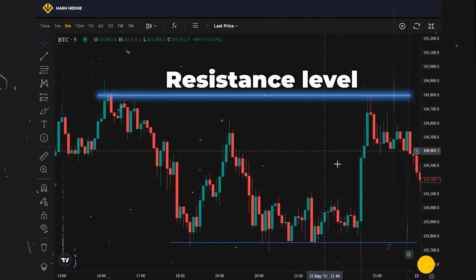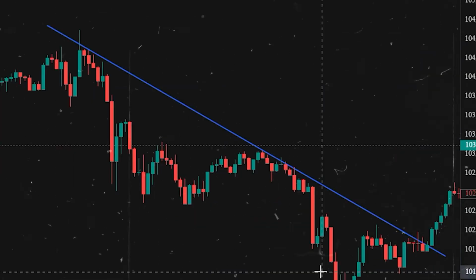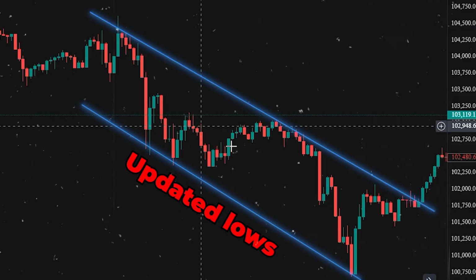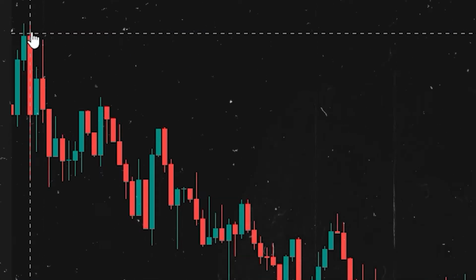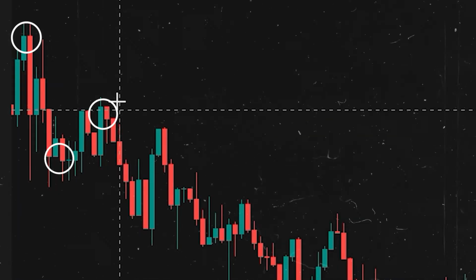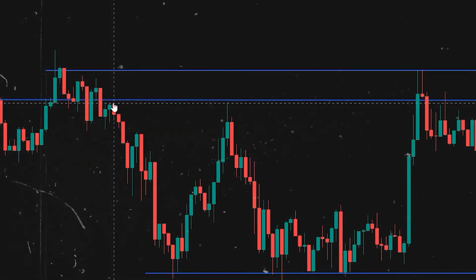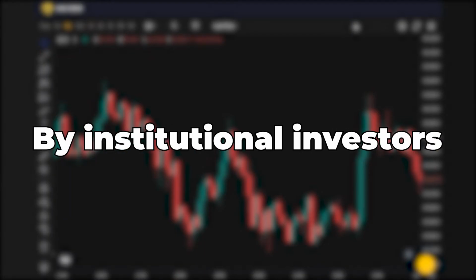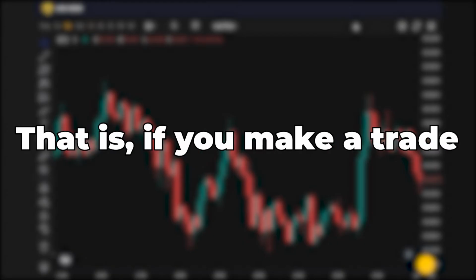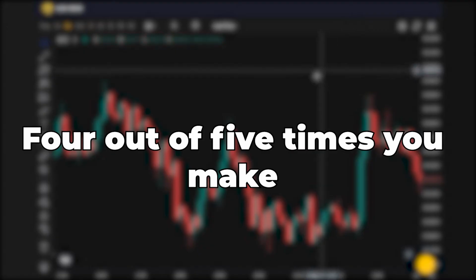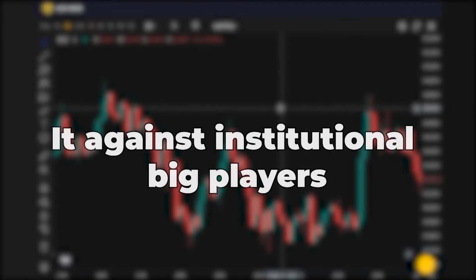Did you know that in the world markets, in the foreign exchange market, in the stock market, in the bond market, in other key markets, 80% of the trading volume is not created by ordinary private traders like you and me? This volume is created by institutional investors. That is, if you make a trade, 4 out of 5 times you make it against institutional big players.